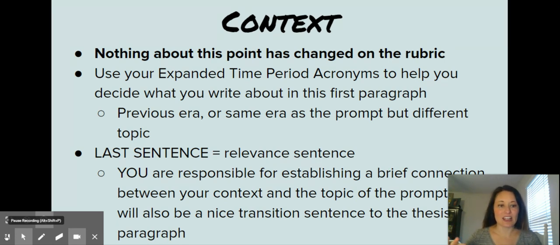But that sentence kind of just ties everything together. Here's the context, the big picture. Let me zoom in on the topic of my prompt. Now, the only thing that will change about context is how you're going to do it.